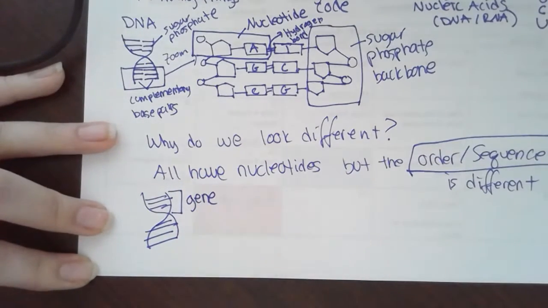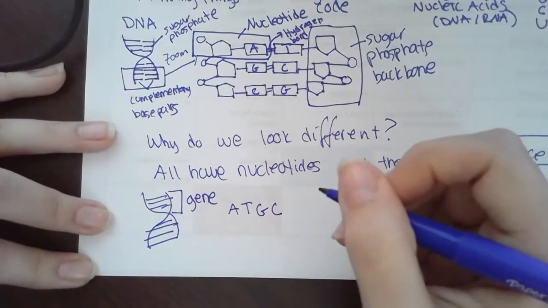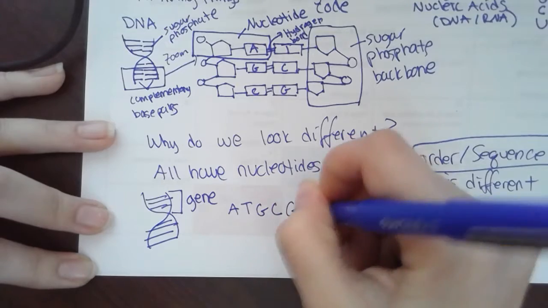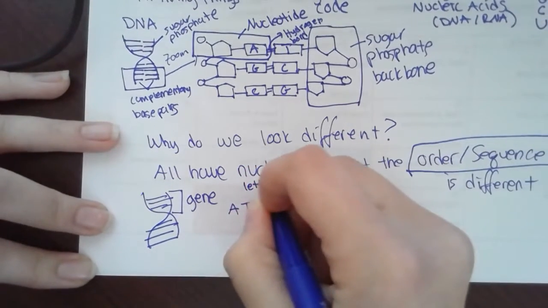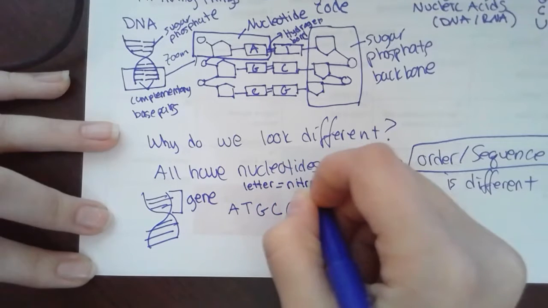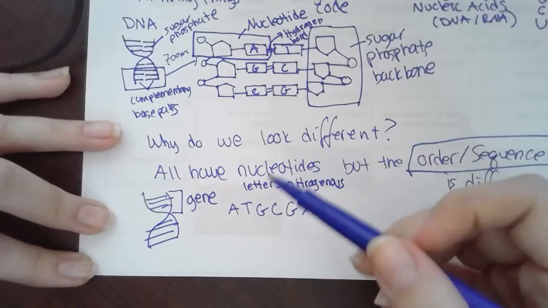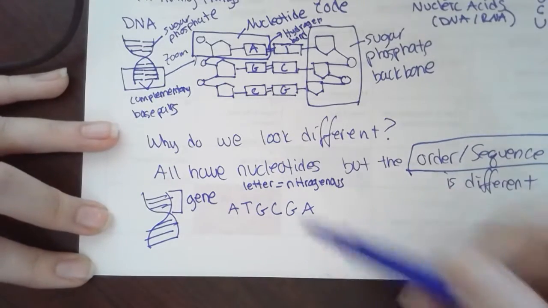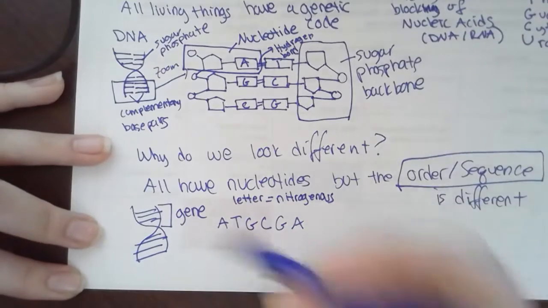My gene, the way that we sort of write this, is just a string of letters. Now remember, every single letter represents a nitrogenous base. So a letter equals a nitrogenous base. The reason we only write the letter and not the sugar and the phosphate is because the nitrogenous bases are really what's determining my genetic code, how it's different from everybody else's.